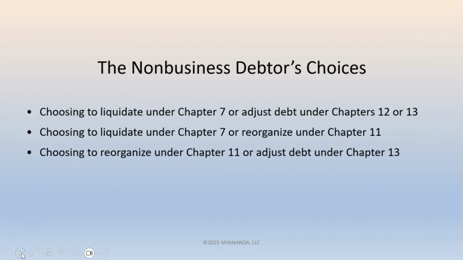Non-business debtor choices. Choosing to liquidate under 7 or adjust under 12 or 13. Choosing to liquidate under 7 or reorganize under 11. Choosing to liquidate under 11. Choosing to reorganize under 11 or adjust debt under Chapter 13. So a lot of different questions come up.